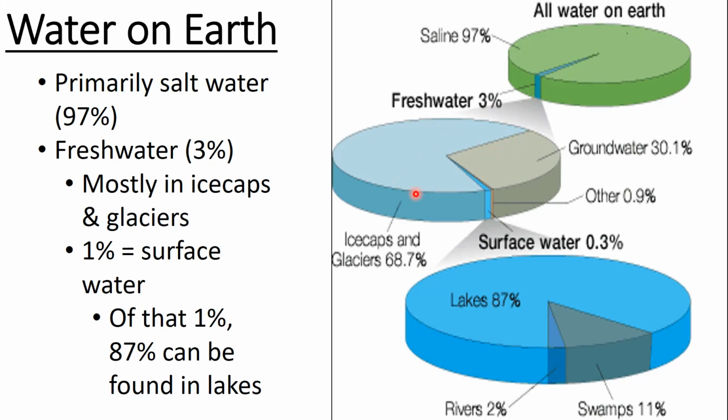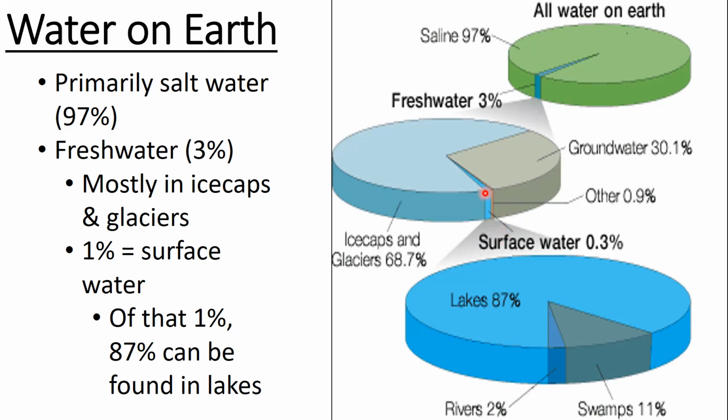It's in ice caps and glaciers. Then you have groundwater. This is very useful to humans because if you have a well at your home, this is where you're going to be pulling it from. Surface water: lakes, ponds, rivers, all of those sorts of things. And other is going to be things like marshes, bogs, and other wetlands.